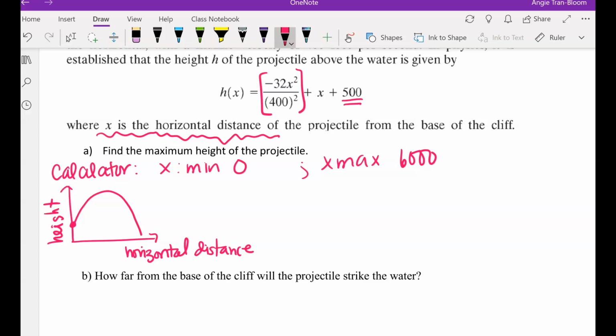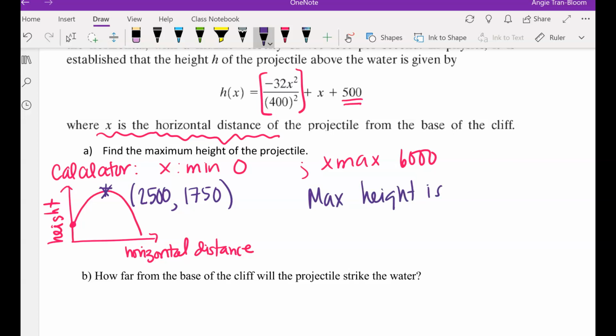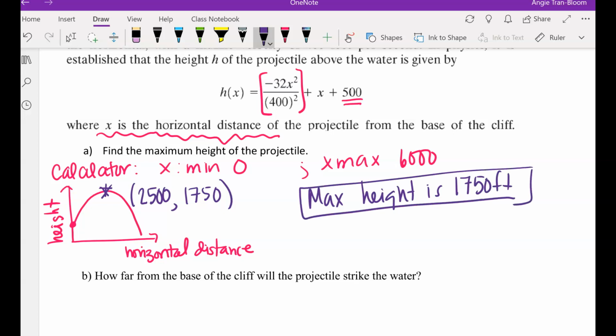Okay. So when you trace for this value right here, what did the calculator give you? For the X? For the X, both. I'll take both. Okay, X is 2,500. 2,500, comma? 1,750. 1,750, okay. Which one of those numbers are we using to answer part A? Y. The Y. Okay. Maximum height is... What's the unit of measurement? Feet, thank you. 1,750 feet.